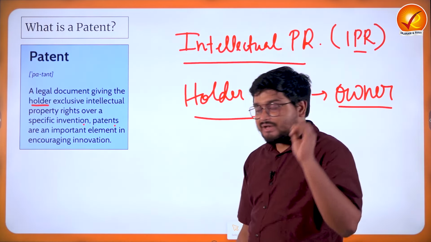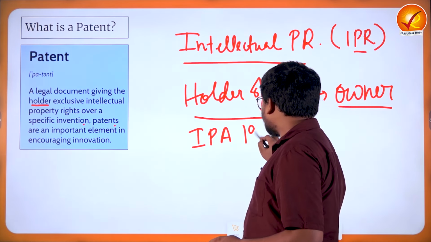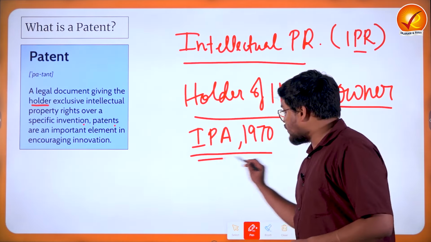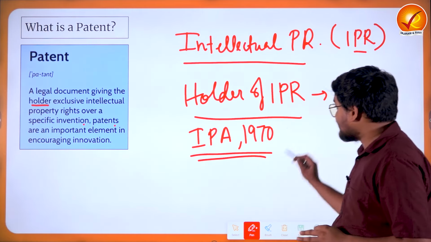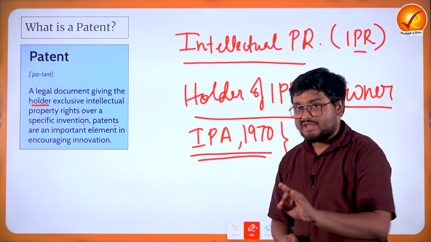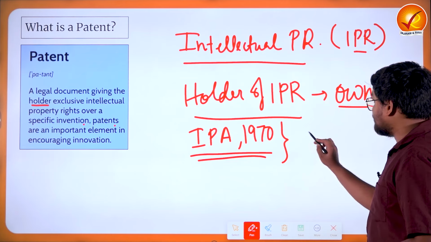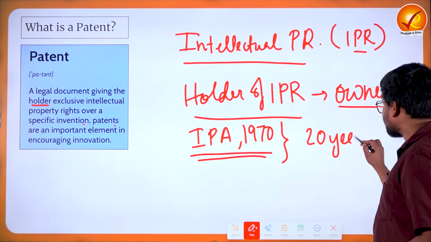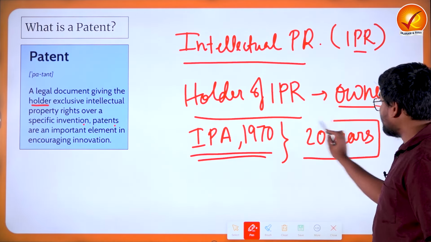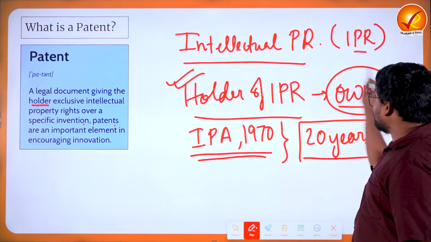And in India, we have the Indian Patents Act of 1970. So under the architecture of this act, any kind of invention which is very novel, which is very new, if that is recognized by the government of India, that patent will be granted for 20 years. So for 20 years, that particular holder will be the owner of this particular process.